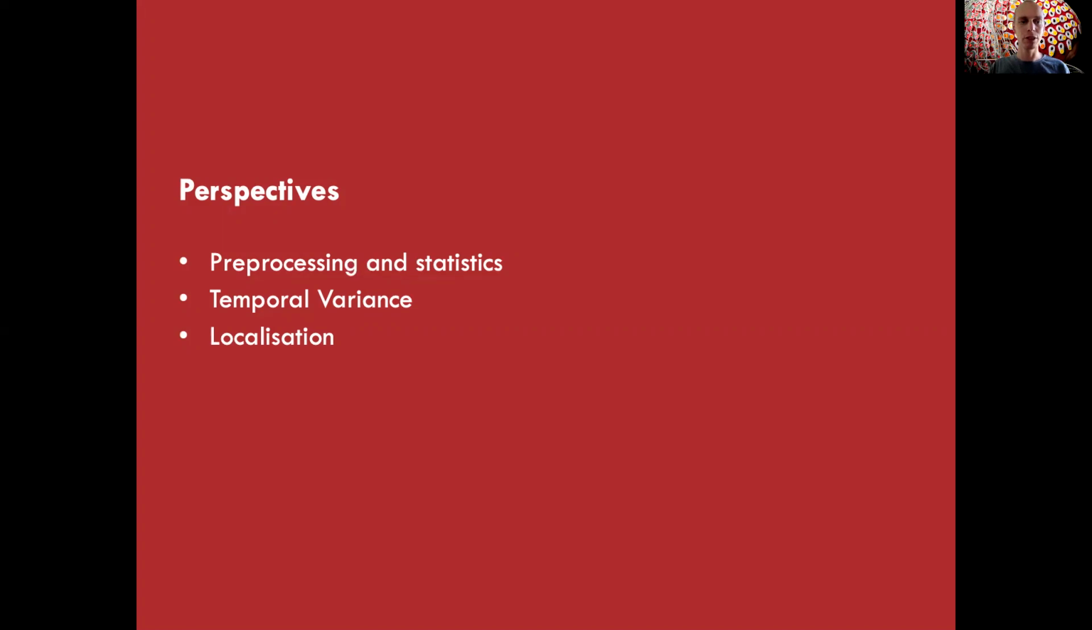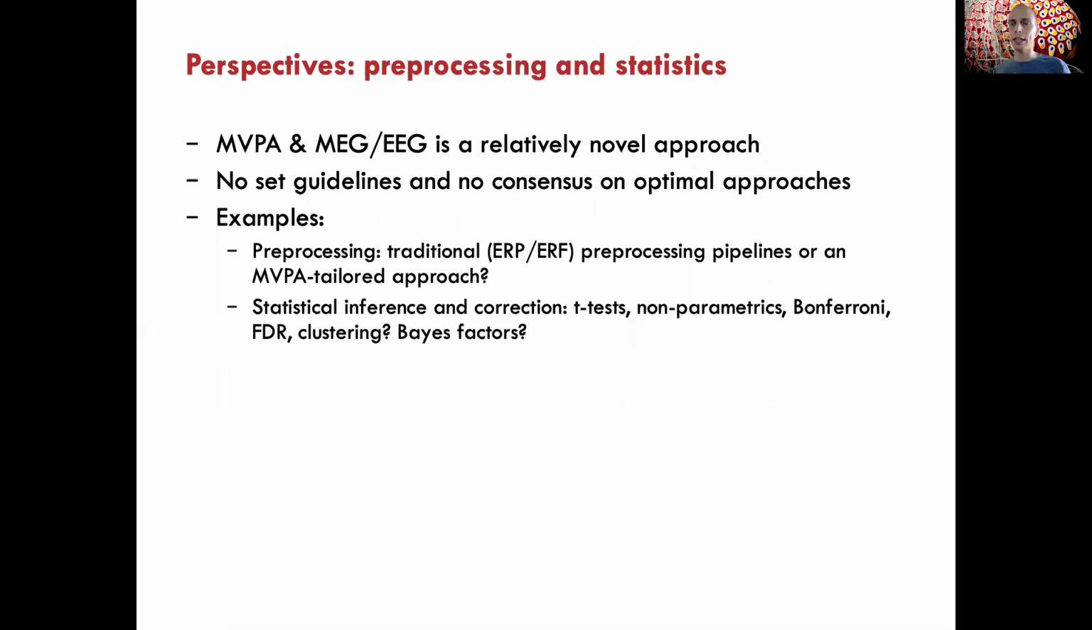So I'll jump into the first point straight away. The first point is that there's very many possible ways to analyze your data. Because MVPA, and especially MVPA on MEG and EEG, is relatively novel, there's no set guidelines and there's no real consensus on what the optimal approach is to analyze the data.